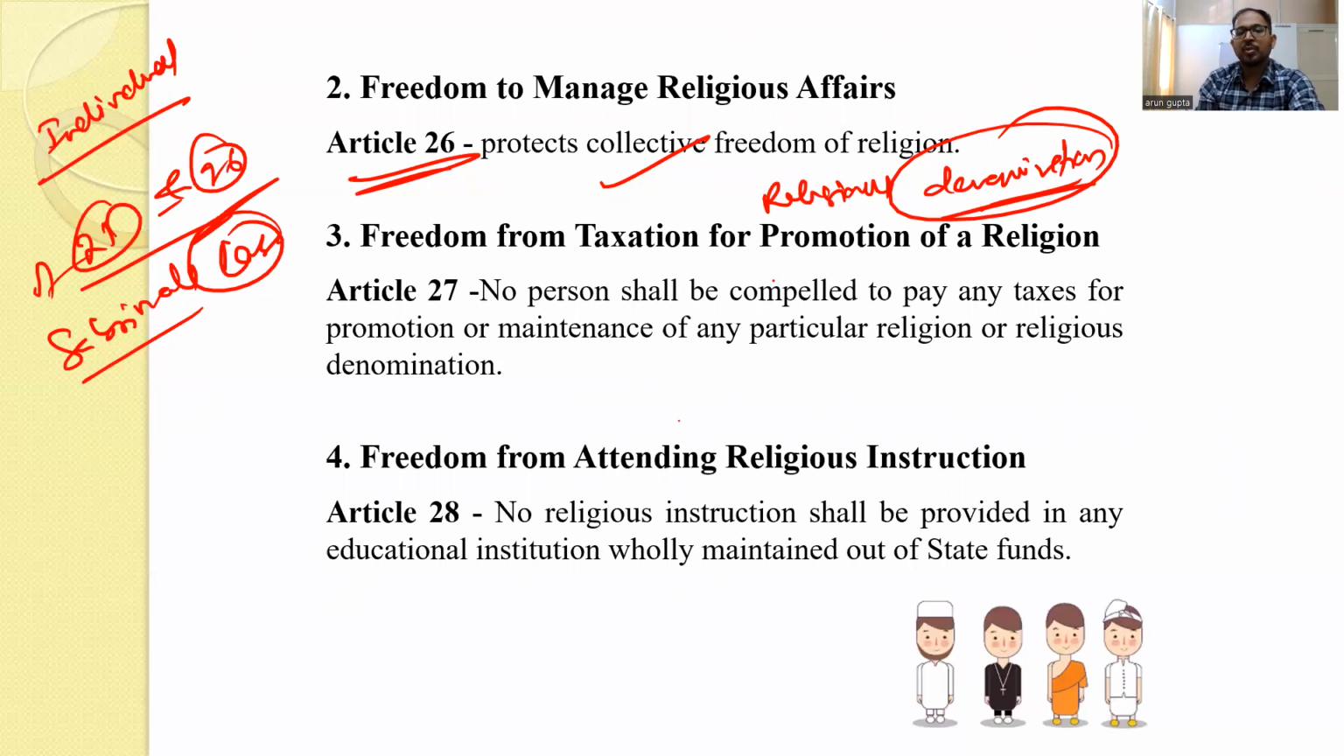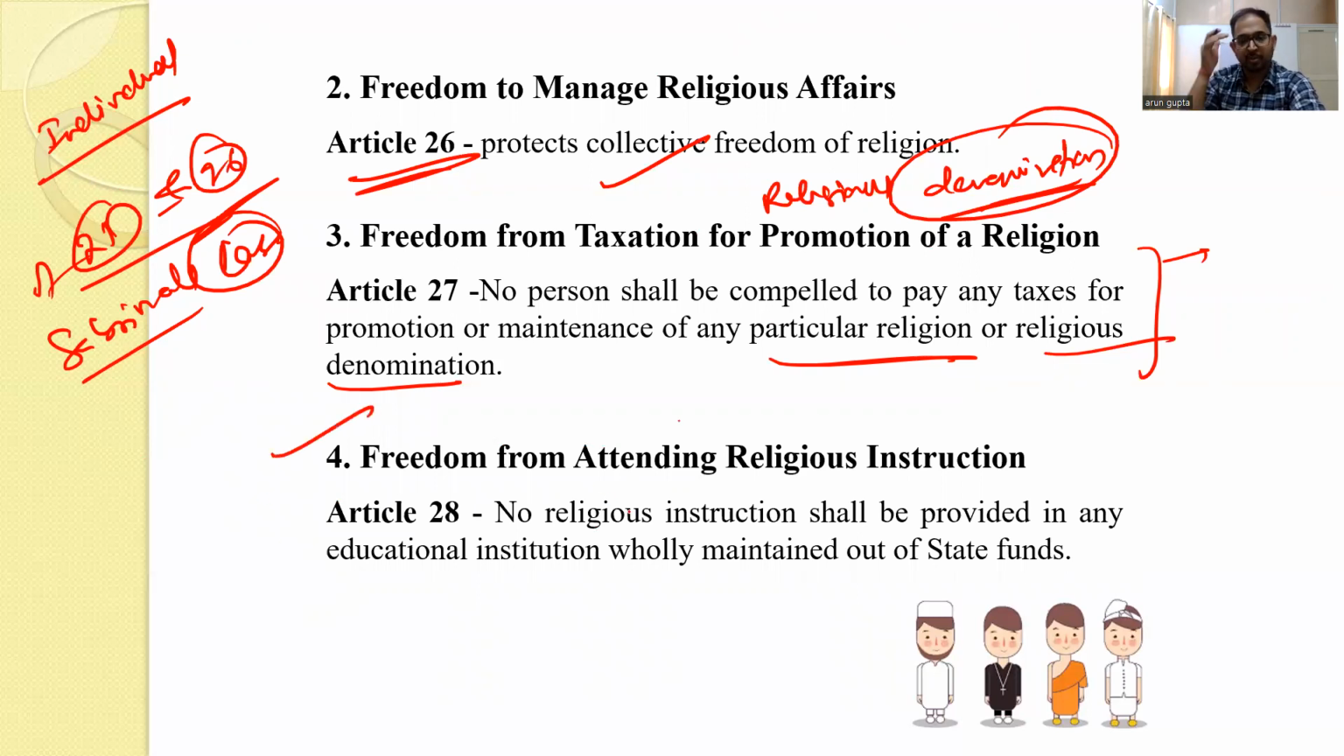Next, freedom from taxation for promotion of religion. No person shall be compelled to pay any taxes for the promotion or maintenance of any particular religion or religious denomination. So no one throughout the country can be compelled to promote or maintain any religious institution, right? Government or non-government: the state cannot compel, and any private person also cannot compel anyone to pay taxes for maintaining any religion.